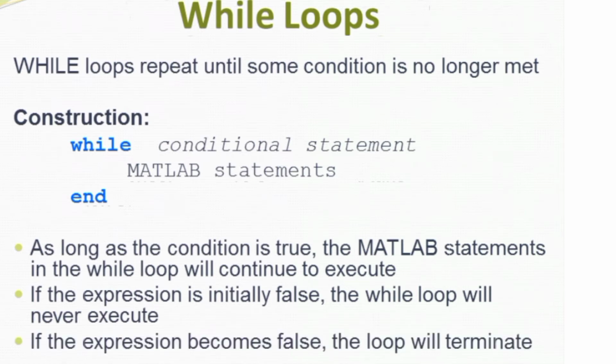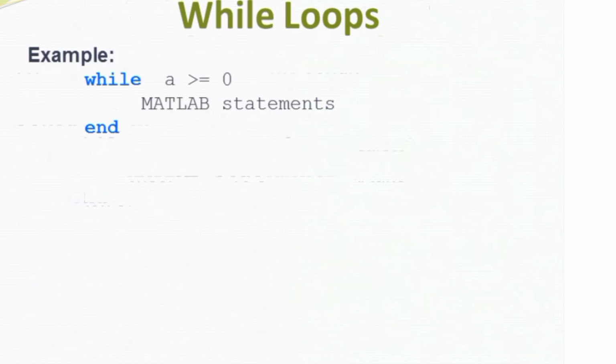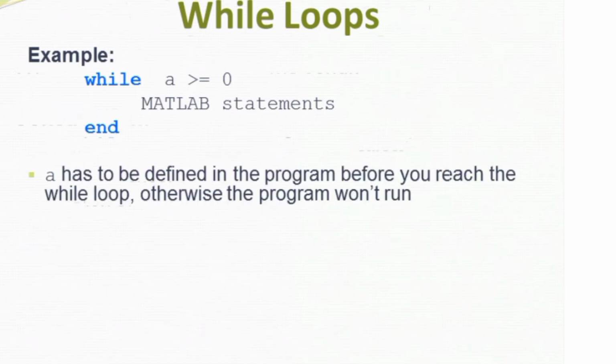And if at some point while your loop is running, a value for a variable causes that conditional statement to become false, then your loop will terminate and you will continue on with the rest of your Matlab script. So again, let's take a look at an example of a while loop with at least a little bit of it filled in. Here we have while a is greater than or equal to 0. So our conditional expression is a greater than or equal to 0, and we have our Matlab statements.